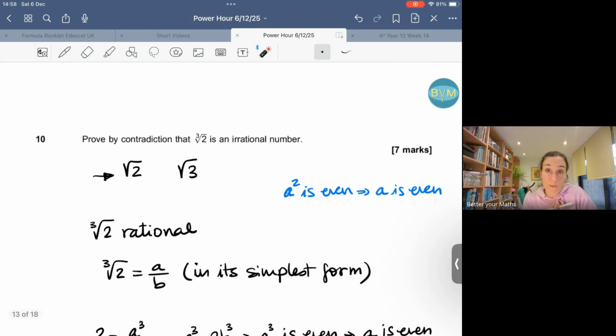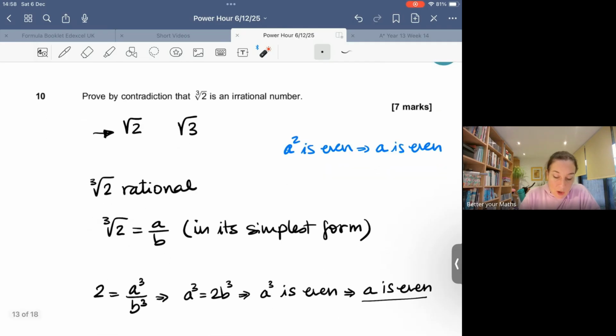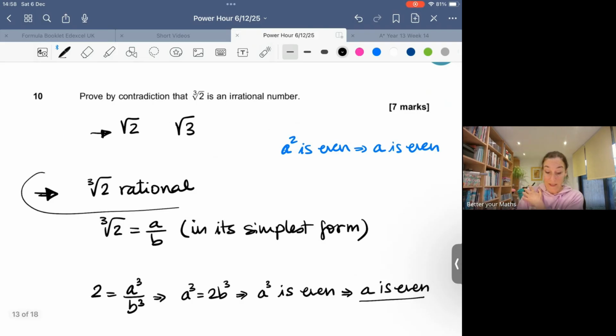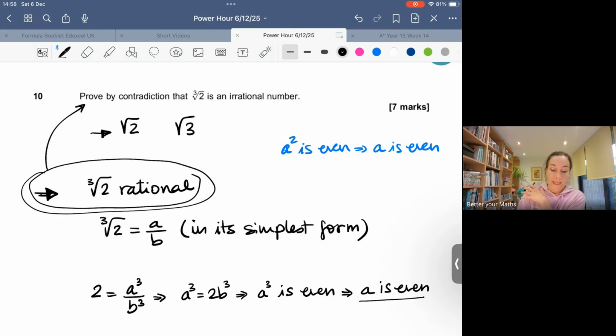That's what you are trying to prove. So please always remember to write the opposite to what you want to prove. Start to do some working out until you reach a contradiction. That's why it's proved by contradiction. And then you write a conclusion. This is a contradiction. Therefore, the statement that I'm trying to prove is wrong. Therefore, the original one, the one that I'm supposed to prove, is the one that is correct.